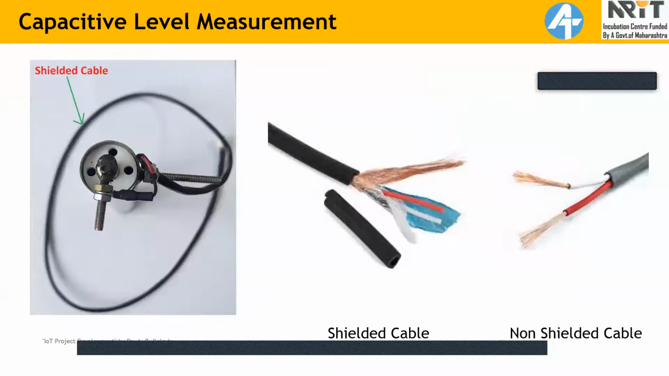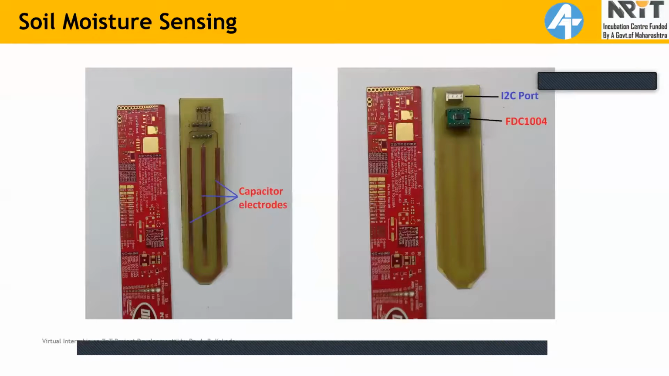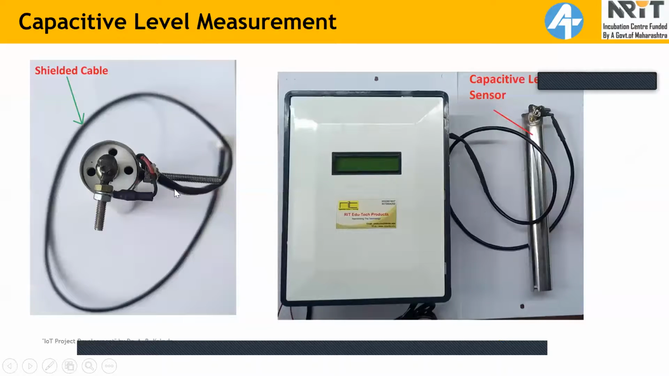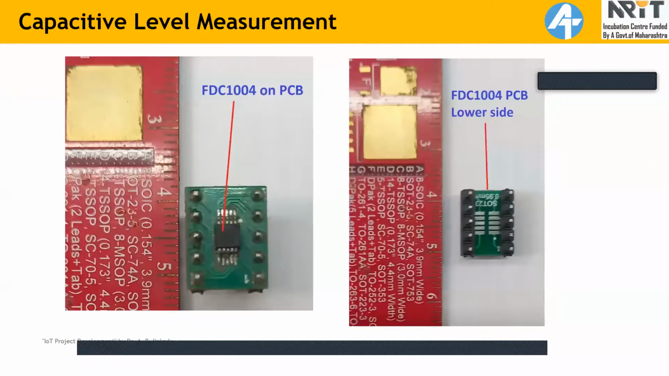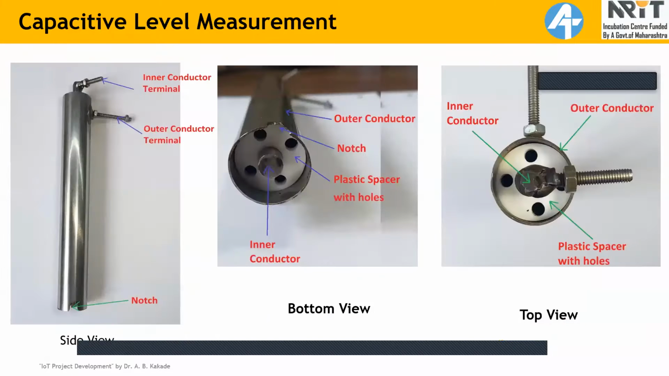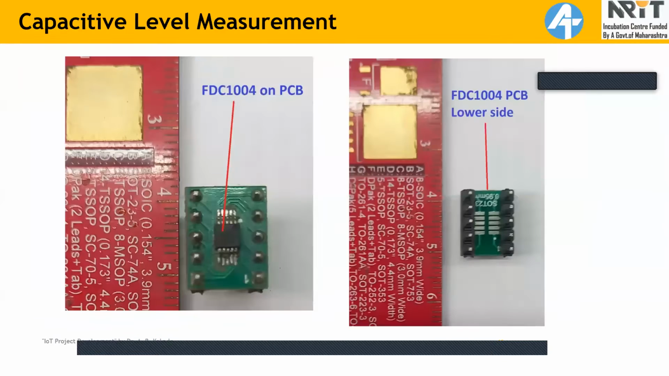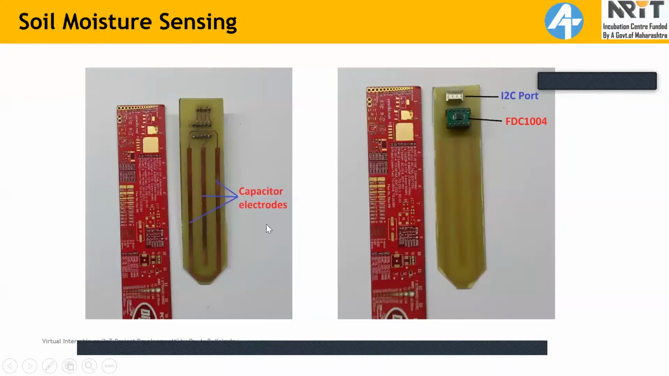For measurement of moisture in the soil, you require a different type of capacitive sensor. You cannot use this coaxial capacitor for measurement of soil moisture. The reason is, if you put this coaxial capacitor in soil, soil may get stuck inside the capacitor. So for soil moisture measurement, construct a different coaxial capacitor, something like this.